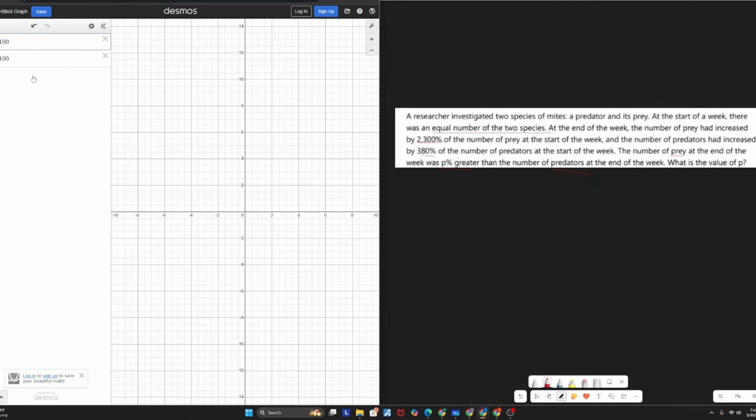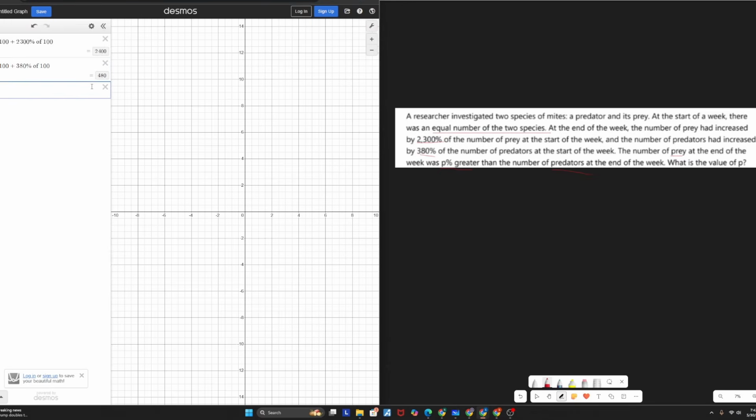And you can use the percent of function on Desmos to accurately model the increases the problem is talking about. And how you do that is just do shift and percent and you get percent of. So to show a 2,300% increase, you're just going to do 100, your initial, plus that 2,300% increase for the prey. And the same thing for predators. 100, you're starting, and then that 380% of that 100 shows that increase. So now you're left with 2,400 prey at the end of the week and 480 predators at the end of the week.